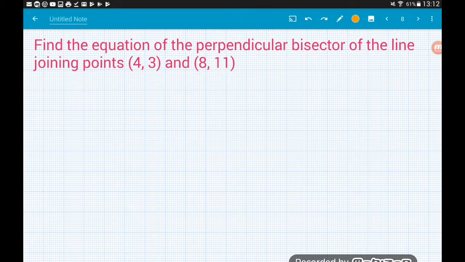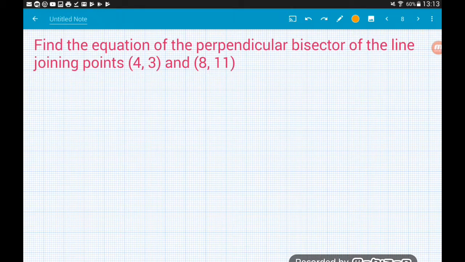If you're feeling happy, pause the video, have a go, try it yourself. If not, let's do it together. So this one is worded a little bit differently than the last ones, but we're playing exactly the same game. Find the equation of the perpendicular bisector of the line joining points (4, 3) and (8, 11). So remember, a perpendicular bisector is a line cutting a line segment in half at right angles. So it's a line cutting a line segment through the midpoint, exactly the same as the last two questions.